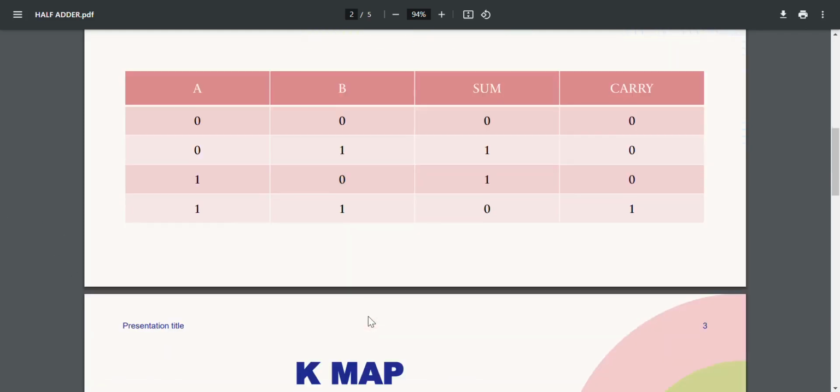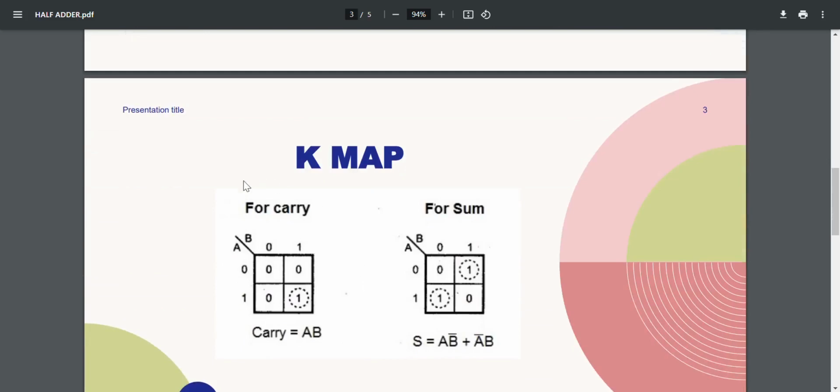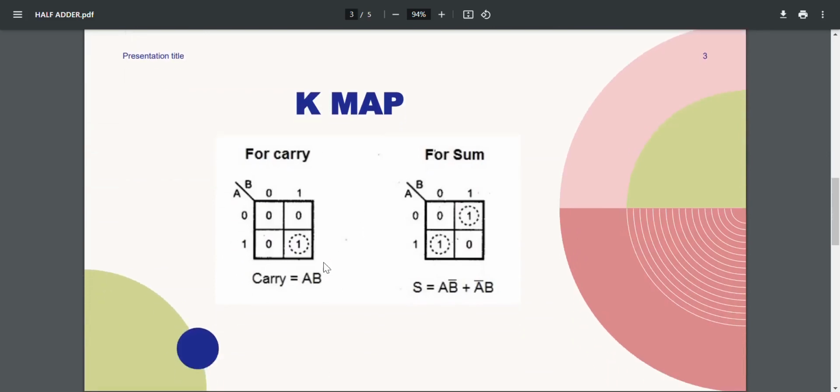So now let's see the K map. For carry, we have plotted the K map, and we can write the equation here simply. Carry is equal to A dot B, or we can say A and B. And for sum, we have again plotted the K map, and we have written the equation as A B bar plus A bar into B. So this is same as XOR gate, and this is same as AND gate.